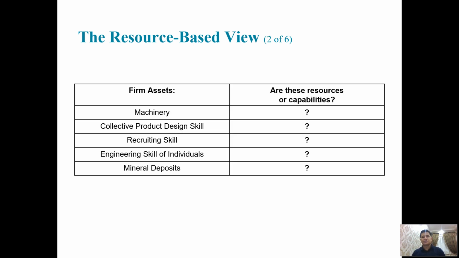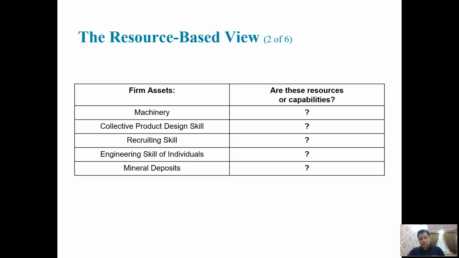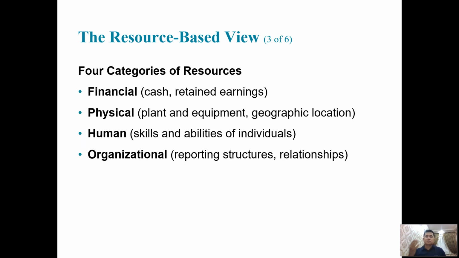So here you can see the resource-based view. What about machinery? Are these resources or capabilities? Firms assess machinery, collective product design skill, recruiting skill, engineering skill of individuals, mineral deposits, and so on. Are these resources or capabilities? Please, you can explain and answer this. Machinery, it's a resource, right? Collective product design skill, what are they? That's a capability. Recruiting skill and engineering skill of individuals, that's capability. Mineral deposit, that's a resource.